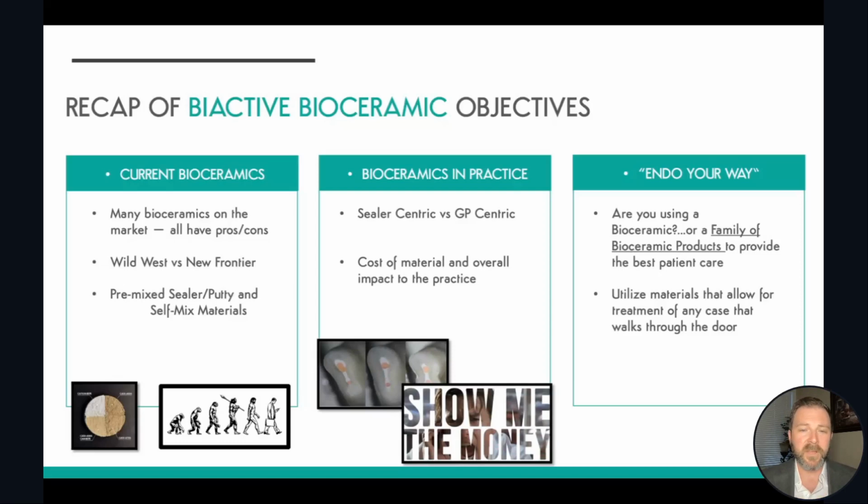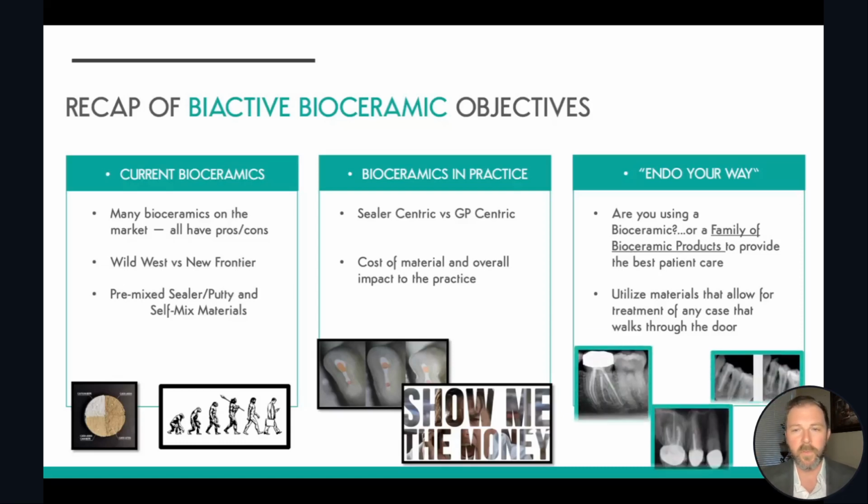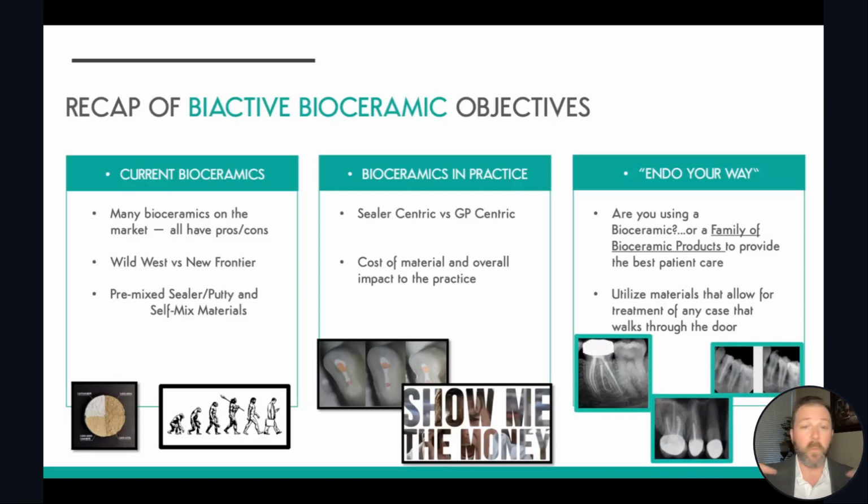And the cost of the material is something you need to keep in mind. Again, it's not just the cost of the material, it's the cost of the tip. And it's a matter of, are you wasting a lot of material when you're using different tips? Those are things I think you should keep in mind when you're relating it to the practicality of your everyday practice. And then Endo Your Way: are you using just a single product, or a whole bunch of single products, or are you using a family of materials that allows you to treat every case as it walks through the door? In my opinion, I can't think of a better product line than the Avalon Neo Sealer, or the Neo family of products, because again, it allows me to treat everybody that walks through my door.